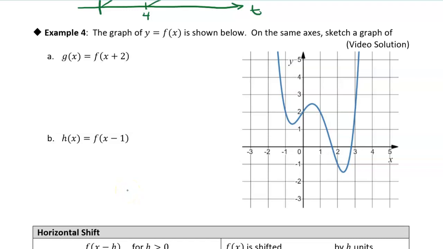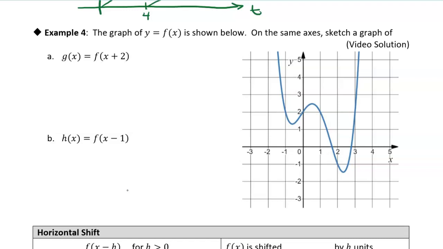All right, in this example, we're given the graph of f of x, and we're asked to graph g of x and h of x, where those two functions are defined in terms of f of x. But this time we're adding something to the input instead of adding something to the output, like we did in example 2. So let's think about what's happening here.